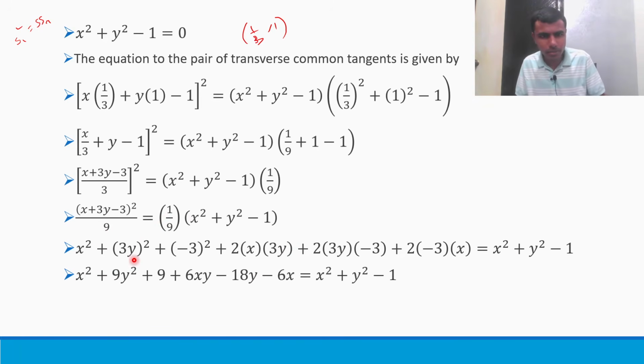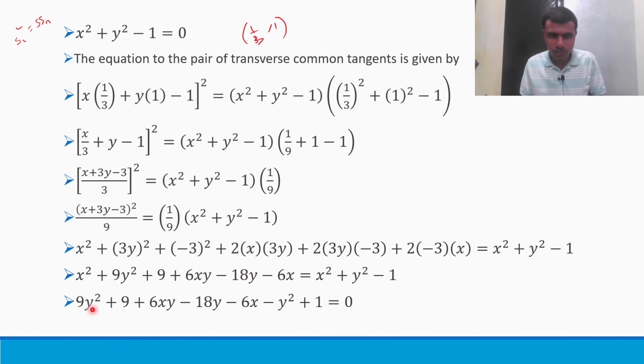Basic simplification: x square plus 9y square plus 9, 2 into x into 3y is 6xy, and minus 18y, since 6 threes are 18, and minus 6x equal to this. Now x square cancels, bring this y square and minus 1 here, so what I'd get is this. Now if I simplify this, I'll get 9y square minus y square, which is 8y square, okay, fine.